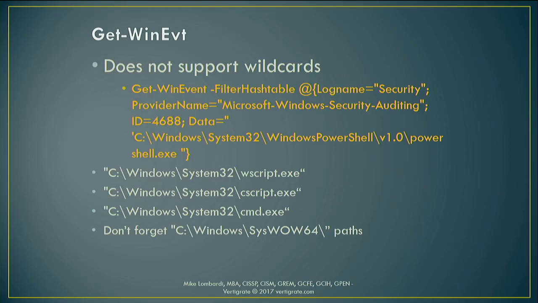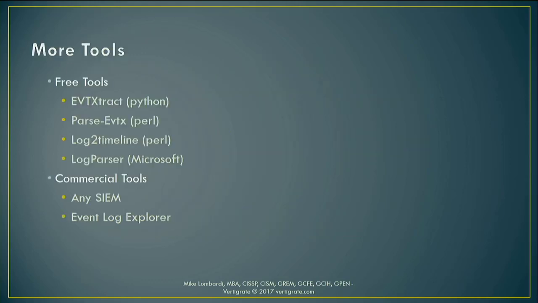In addition to that, we can look for other ones with Get-WinEvent, same kind of a process, just a little bit different. And I've given you some other examples here. So cscript, wscript, cmd. And remember, if it's a 64-bit system, these things also live in the SysWOW64 folder, so you want to look for both. Non-wildcard searching is a little bit of a challenge. So, more free tools we have here. And like I said, if you've got the platforms to run them, go for it.